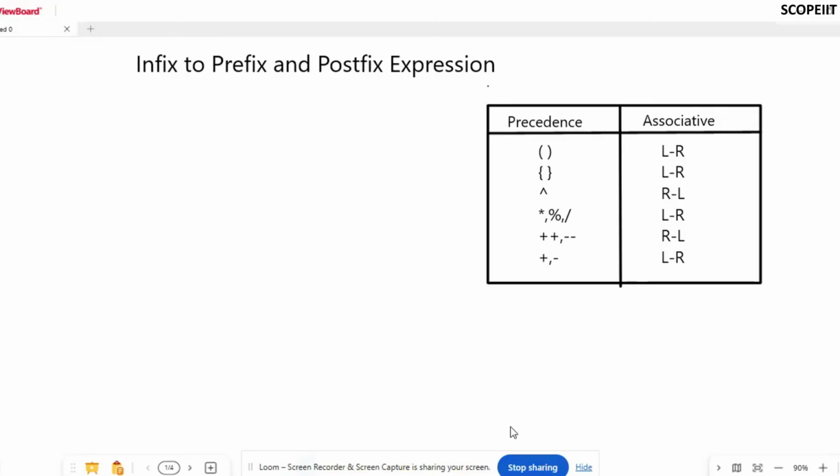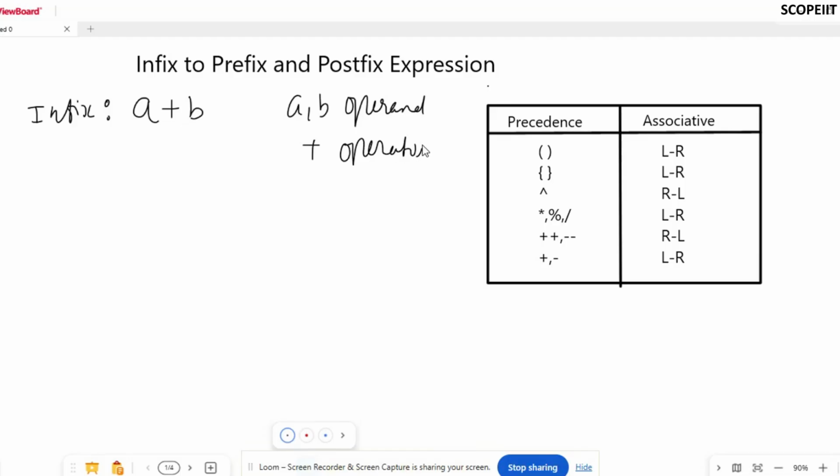Today we will discuss the topic infix to prefix and infix to postfix conversion. Okay. Now what do you mean by infix? Infix basically means that suppose you have an expression a plus b. Okay, so this is nothing but your infix expression. How can we say that? Because in an infix expression your operator will be in the middle. So here a and b are operands and plus is an operator. Whenever you have the operator in the middle, that expression is known as infix.